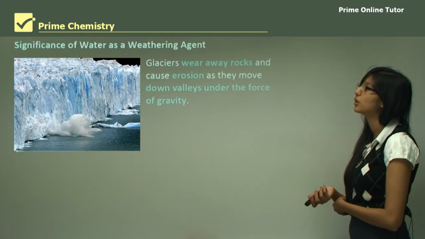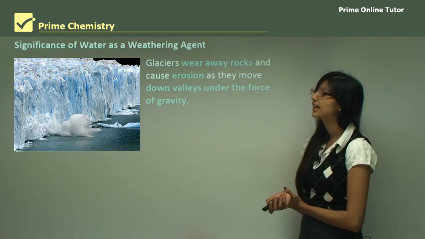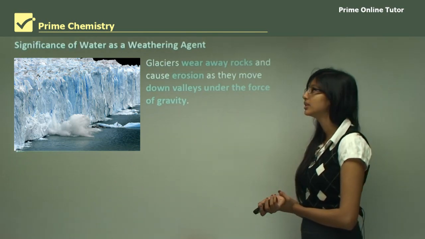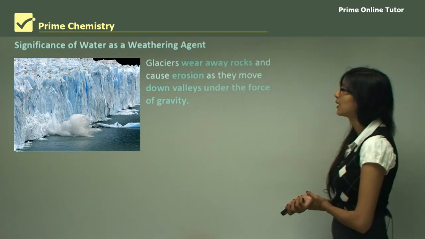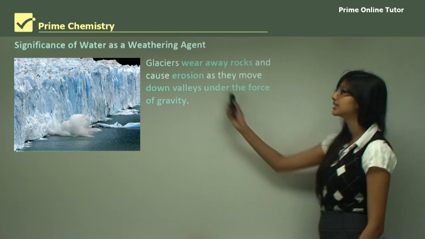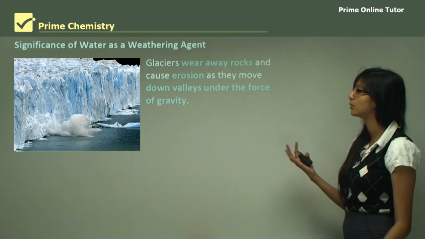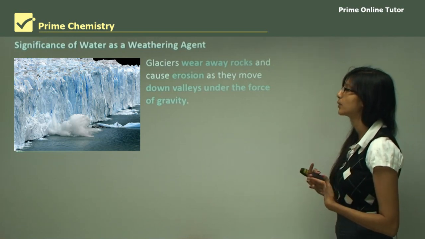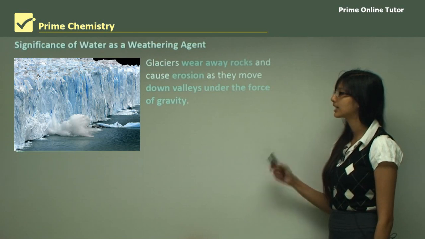Now let's look at water as a weathering agent. Let's look at what glaciers do. You know glaciers are ice water bodies. Glaciers wear away rocks and cause erosion. Again, what is erosion? Erosion is the breakdown of rocks. It breaks down large bodies of rocks into smaller bodies. Glaciers wear away rocks and cause erosion as they move down the valleys under the force of gravity.